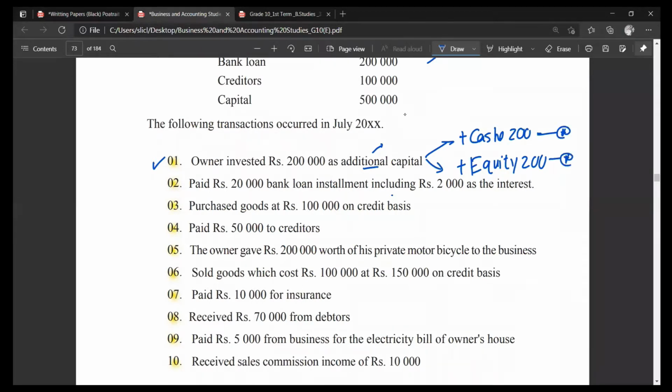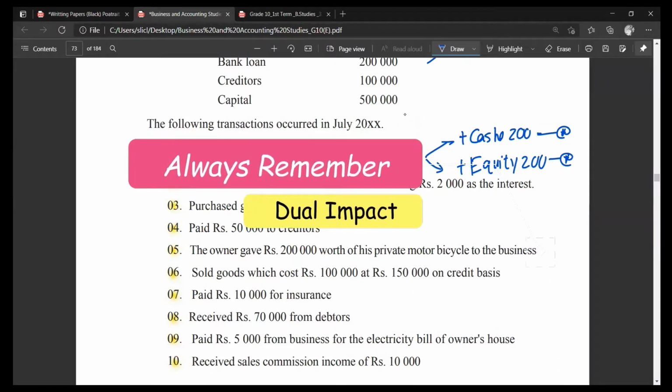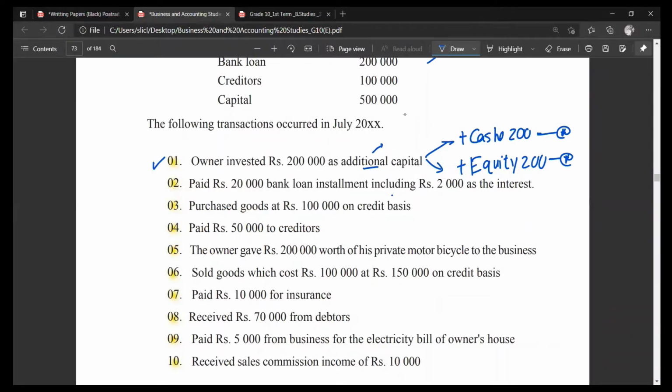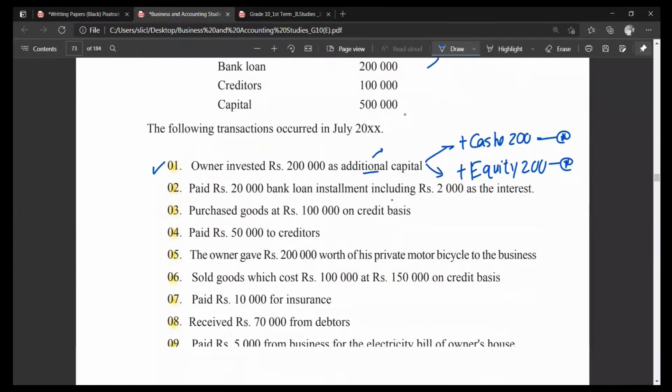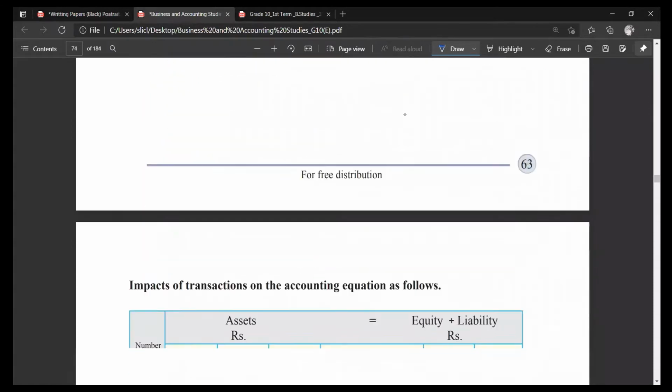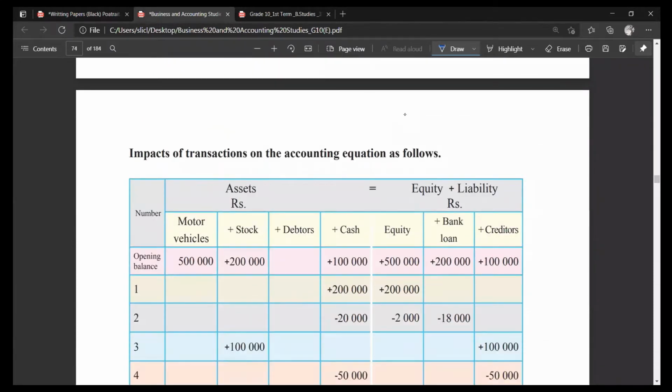Always remember, when a transaction is given, there is a dual impact, like I said earlier and like I explained in earlier sessions as well. So according to the dual impact, because of this impact, it creates two entries, right? It's like this, right? It may be to both sides.